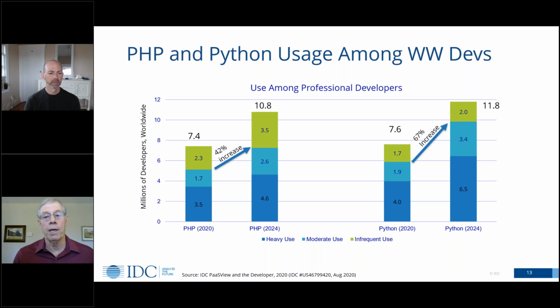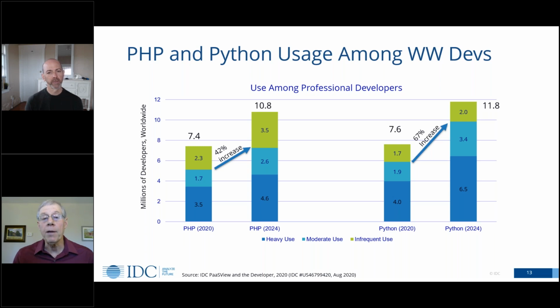The point I want you to take away from this slide is that if you look at the developer census, the number of developers worldwide using PHP in 2020 compared to 2024, you can see the numbers are going up by 42% in terms of the portion of developers that are either heavily using or moderately using PHP through that period.